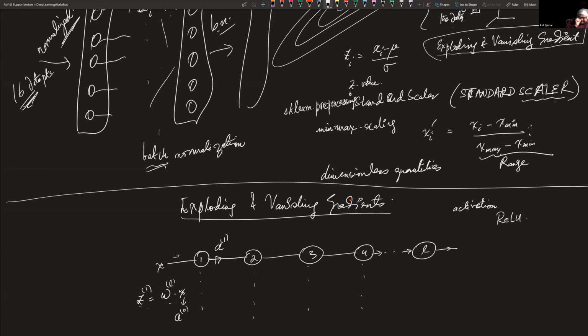And for the time being, I'm skipping the bias term. Assume that the bias term is there. So this is the activation that comes out. There is a weight W2. And so what would be the result here? You would again get a Z2. So activation 1 would be ReLU of Z1, isn't it?